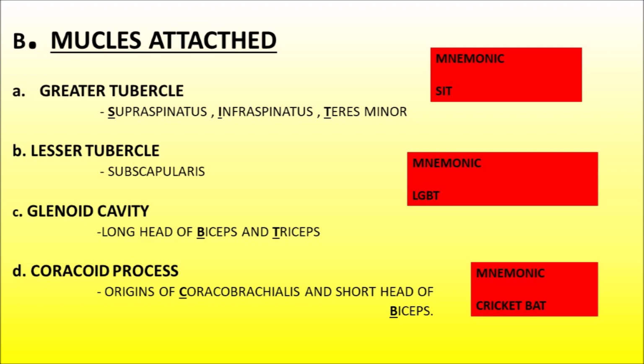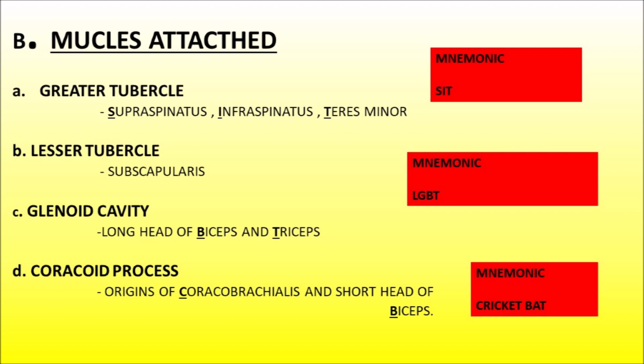The muscles attached to the greater tubercle are the supraspinatus, infraspinatus, teres minor, and to the lesser tubercle is subscapularis. To the glenoid cavity are the long head of the biceps and the triceps, and to the coracoid process are the origins of the coracobrachialis and the short head of the biceps, and the infraglenoid tubercle.